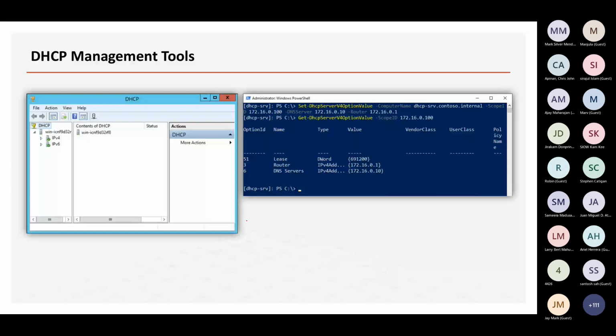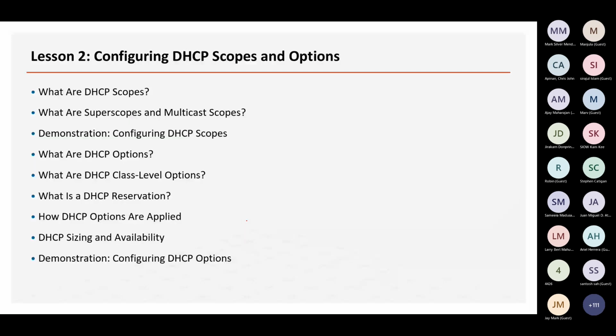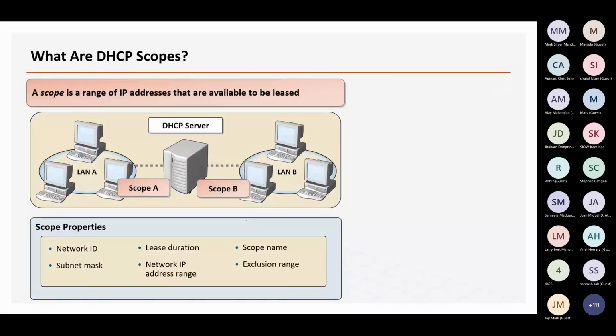Now let's try to understand how DHCP provides or releases IP addresses. We'll discuss a couple of topics: DHCP scope, superscope, multicast, and then server options, DHCP options or class options, and how these options are applied. Now, in the lease generation process, when the DHCP client contacts a DHCP server with the help of the DORA process, an IP address is provided. How does DHCP provide it?